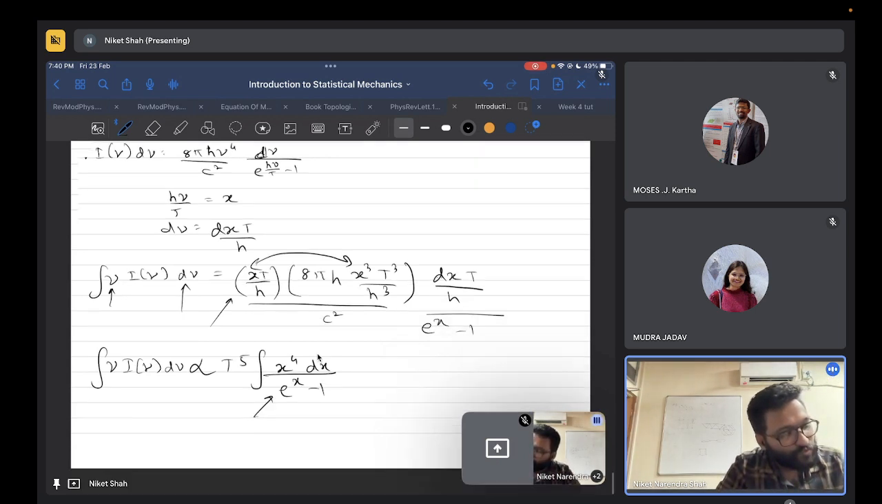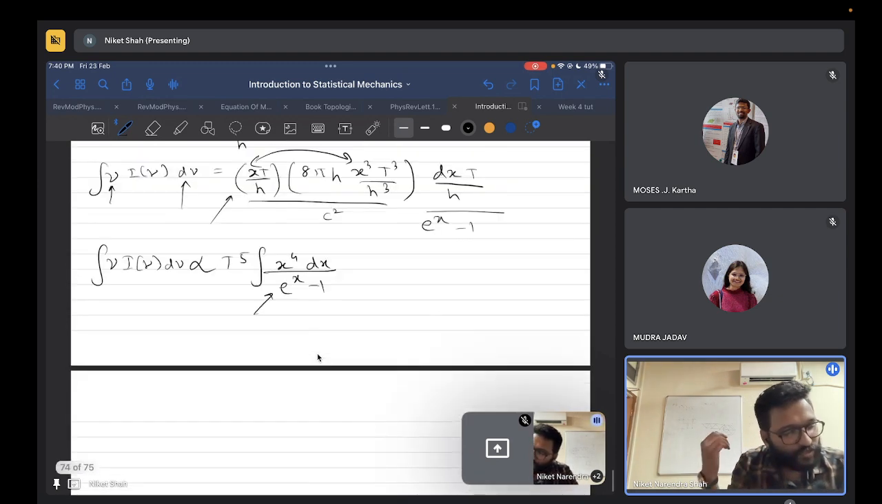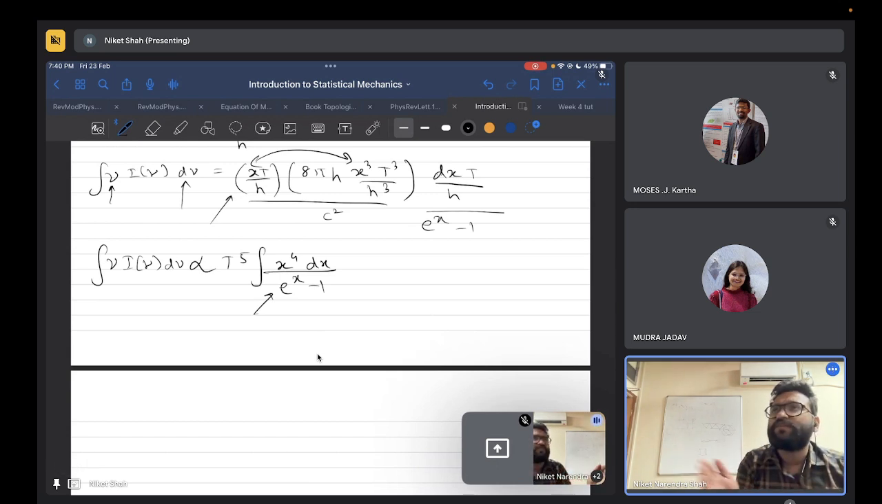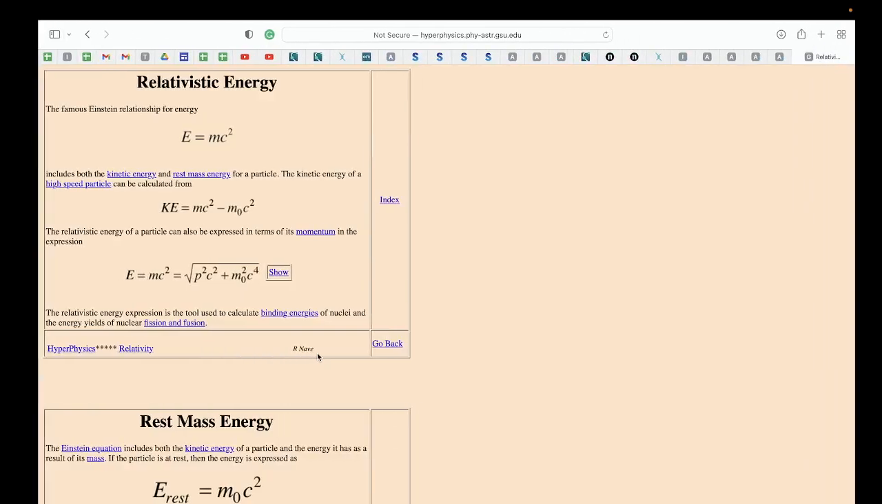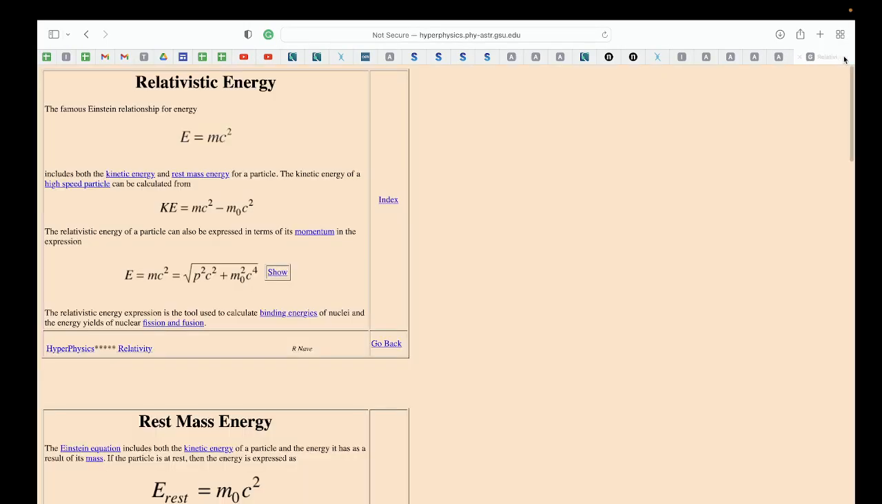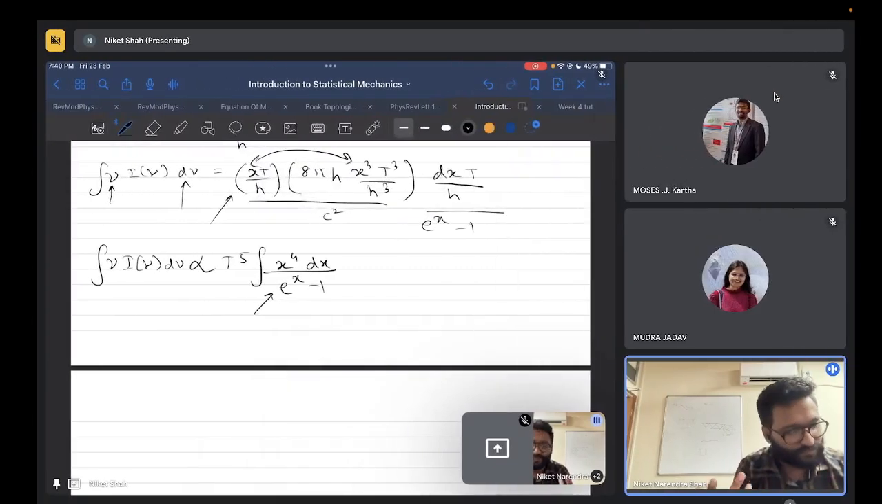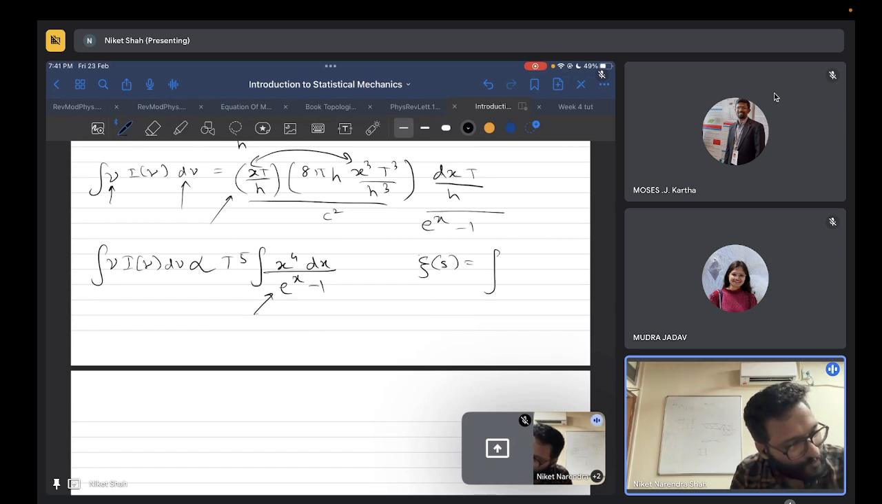So this is a standard form for, what is that function called? I forgot the name of the function. Just a moment. Riemann zeta function. It's called the Riemann zeta function. The zeta function of s is equal to the integral of x raised to the power of s minus 1 upon e raised to the power of x minus 1 dx. This is the Riemann zeta function form.